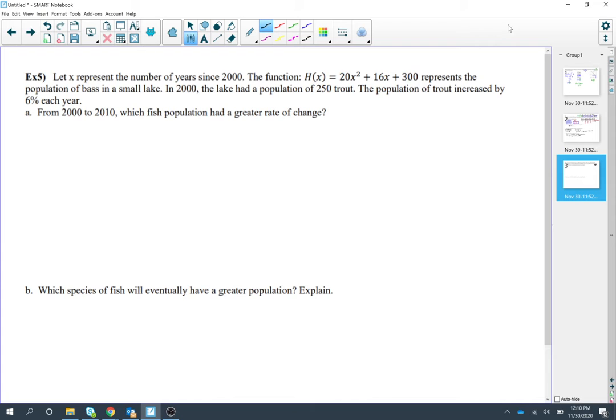Now, I'm going to split our page. On the left, we're going to do our bass. On the right, we're going to do our trout. And we need to find from 2000 to 2010 the rate of change, which essentially means slope. And the way we find slope is we do y2 minus y1 over x2 minus x1 between 2 points.